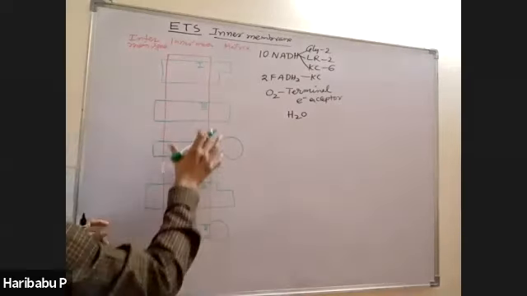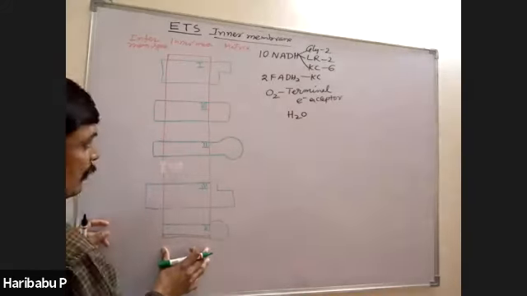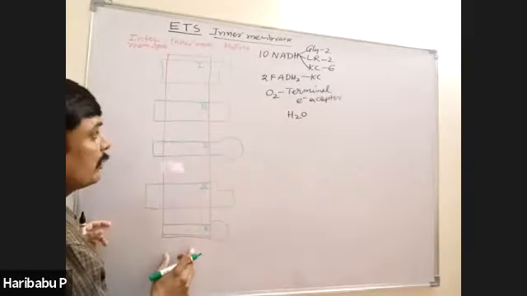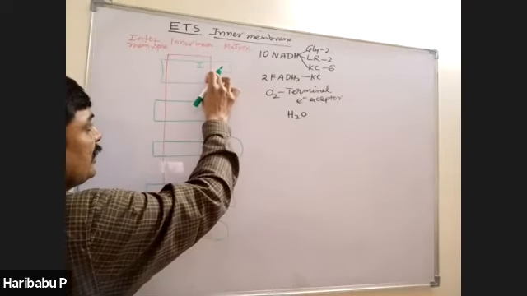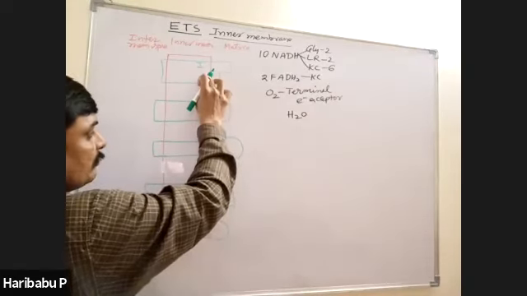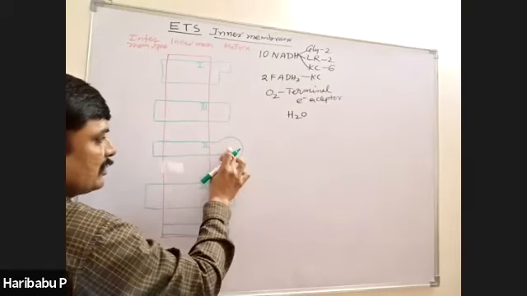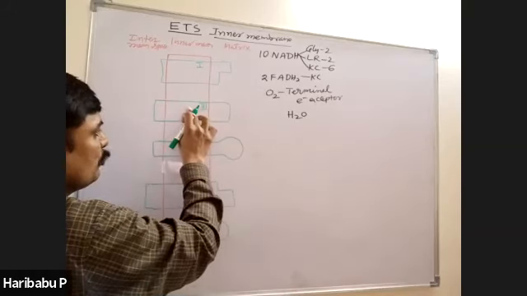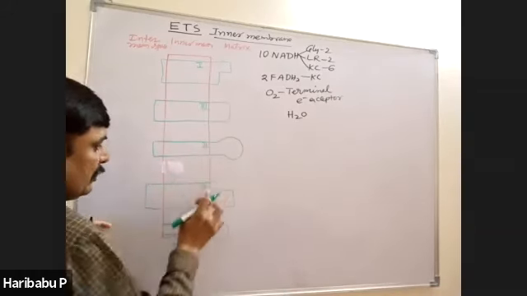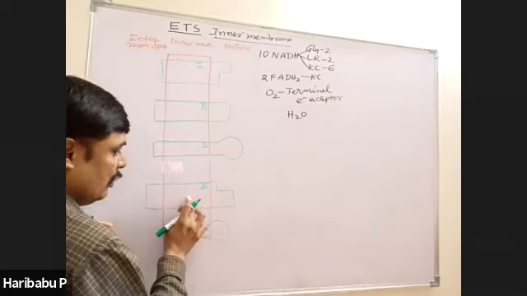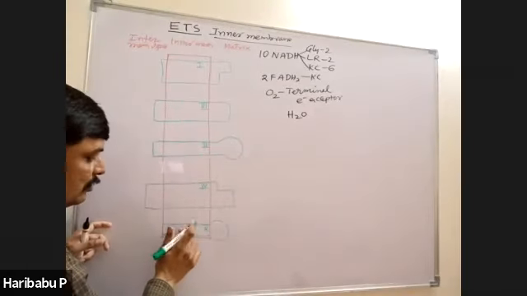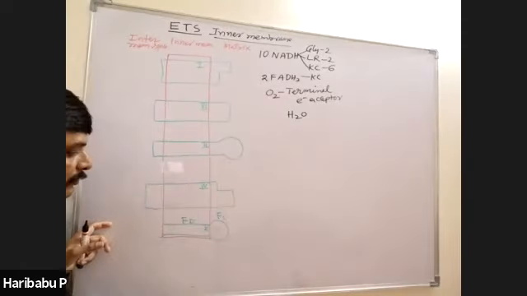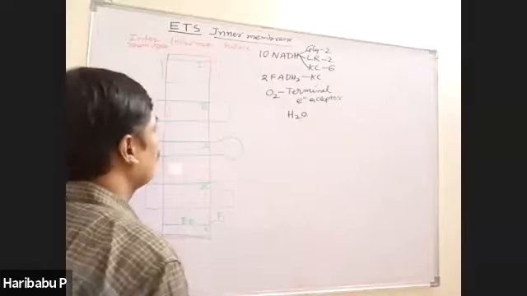So like this, the complexes are organized on the inner membrane of mitochondria. This one is the NADH dehydrogenase complex. This one is the succinate dehydrogenase complex. This one is called the cytochrome BC1 complex. This is called cytochrome C oxidase. This one is called the F0 F1 complex. There are 5 complexes.